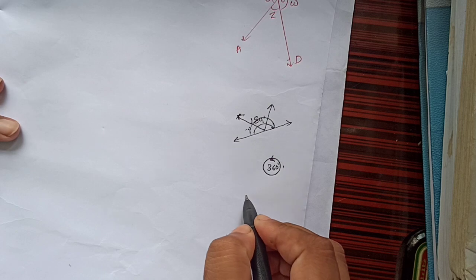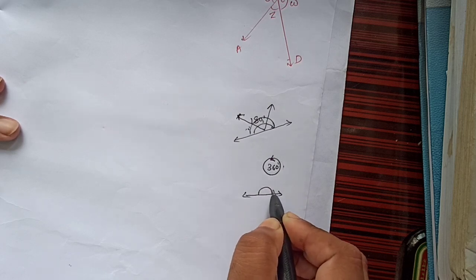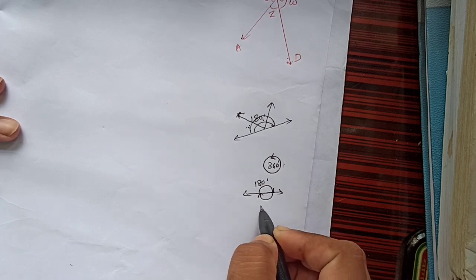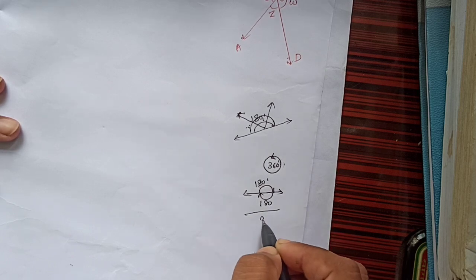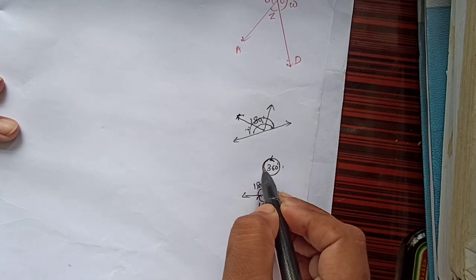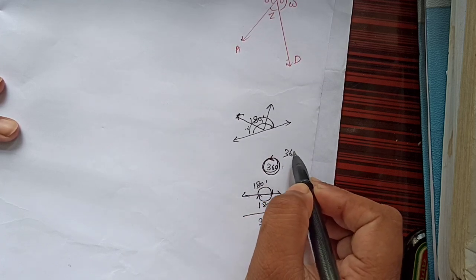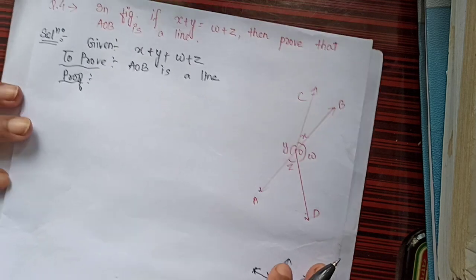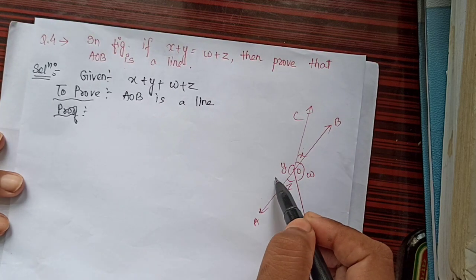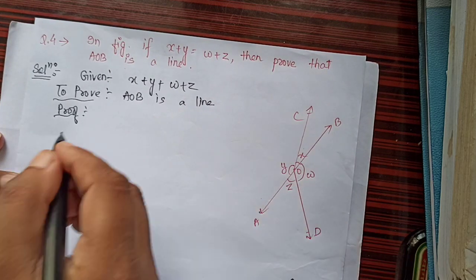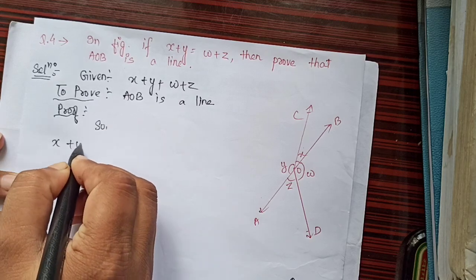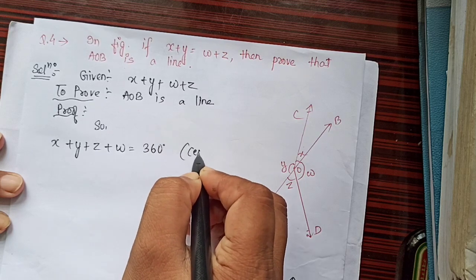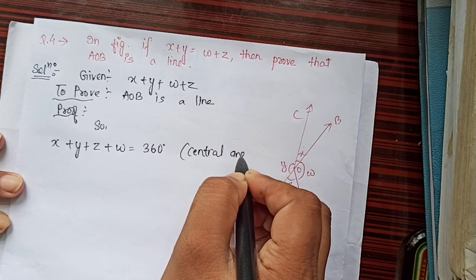Let us see. Suppose we have one line. What will be the angle of this line? It is 180 degrees. And again below here also it will be 180 degrees. Add these two angles, we get 360. So this whole circular angle is equal to 360 degrees, and this is known as the central angle. So we will use this here. Under this circle what we have here: x, y, z and w. So x plus y plus z plus w equals 360 degrees. This is known as the central angle.